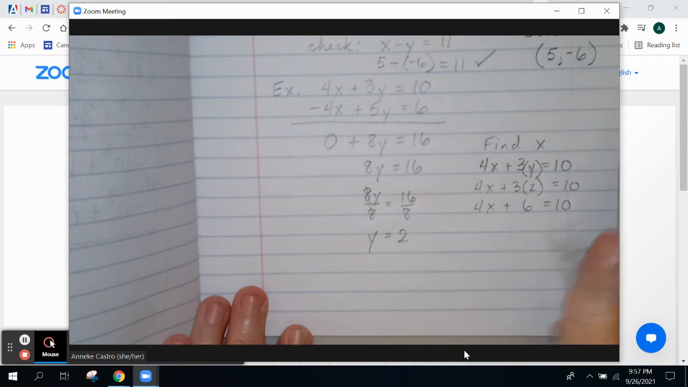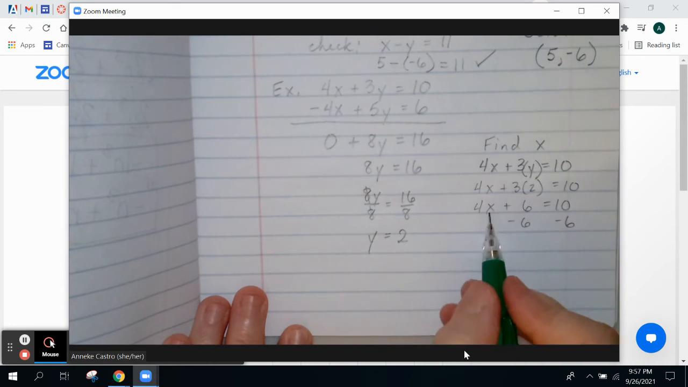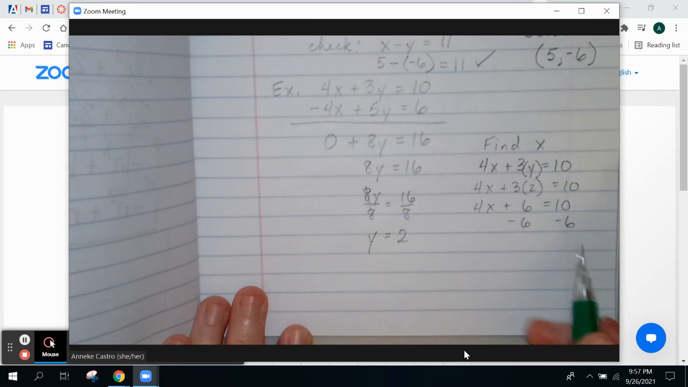And if I multiply that out, 3 times 2 is 6. Now I'm going to subtract 6 from both sides of the equal sign. I'm trying to get my x by itself. X is being multiplied by 4 and added by 6, so I'm going to reverse that. Minus my 6 to get my 4x by itself. 10 minus 6 is 4, because 6 minus 6 was 0, right?